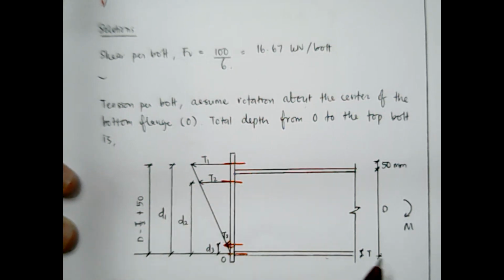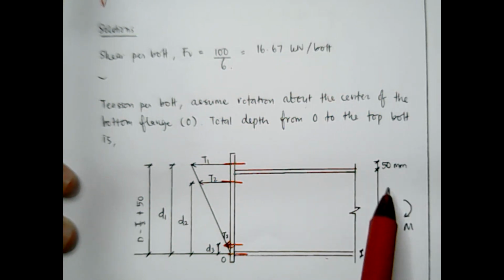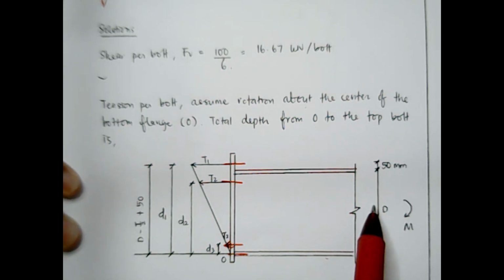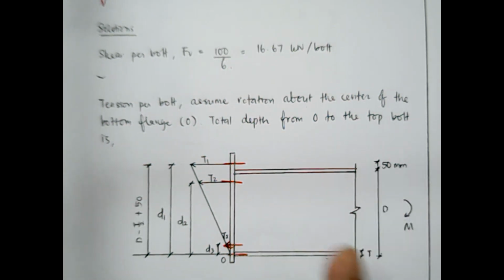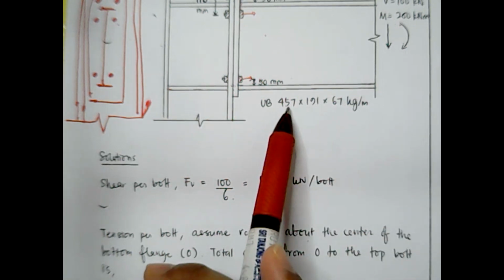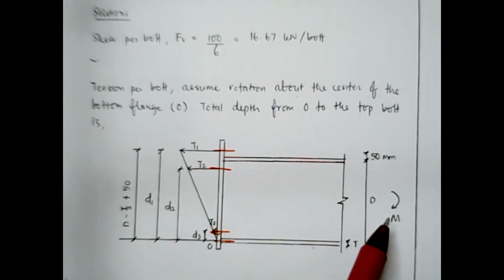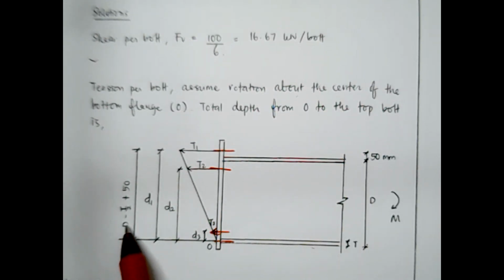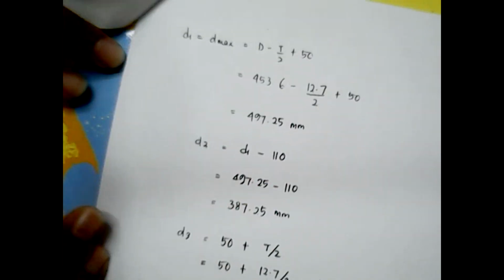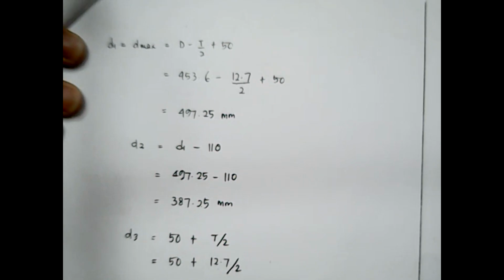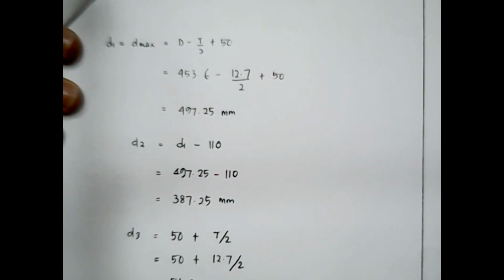Here is the way we are going to calculate the tension force, and this is the thickness of the flange, T. D is the total height, which you can get from the section properties for the UB 457 by 191 by 67. Here you are referring to the diagram that we have earlier. I hope you have sketched them.